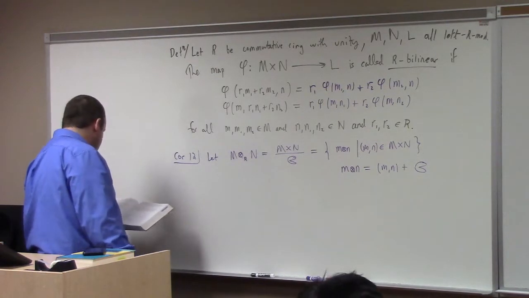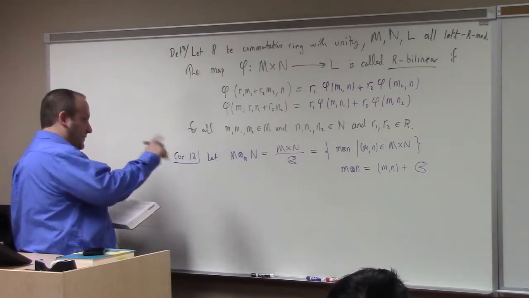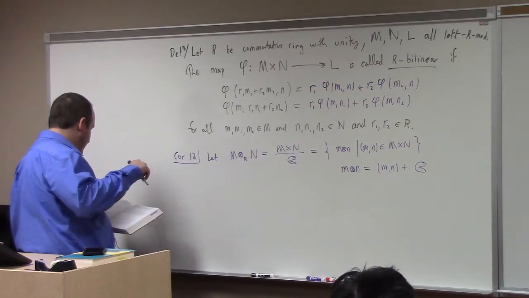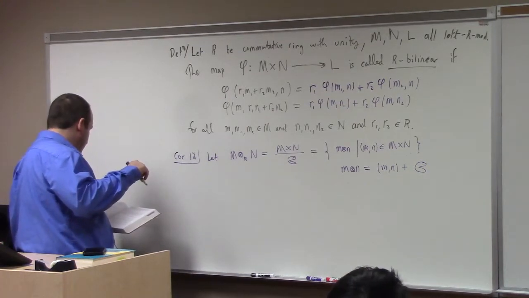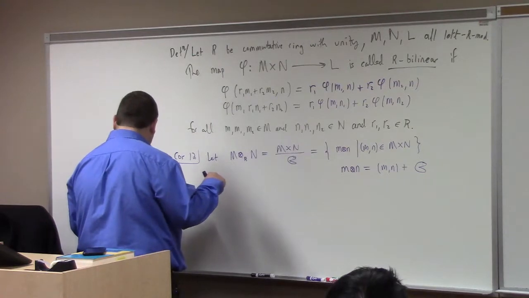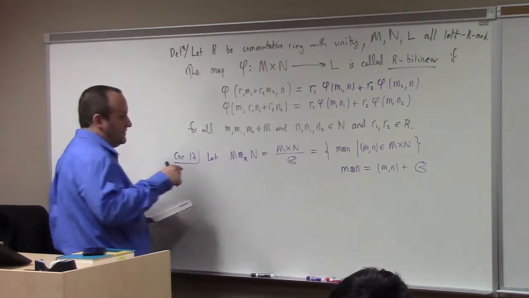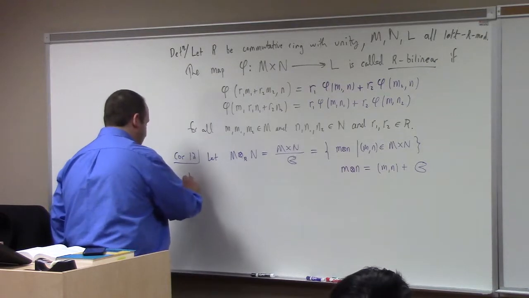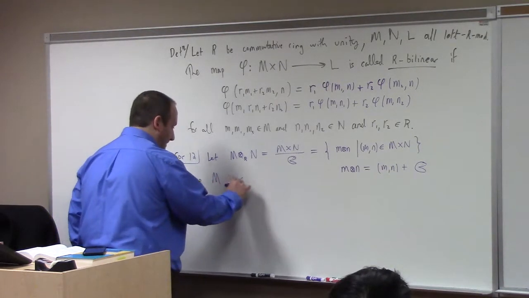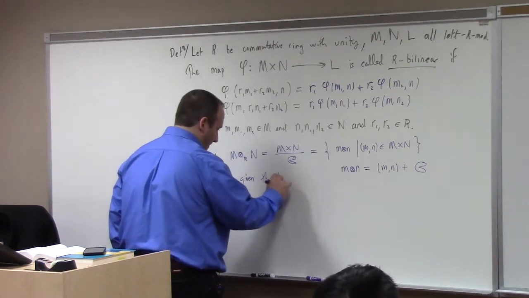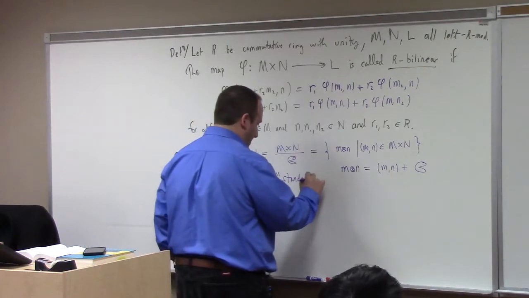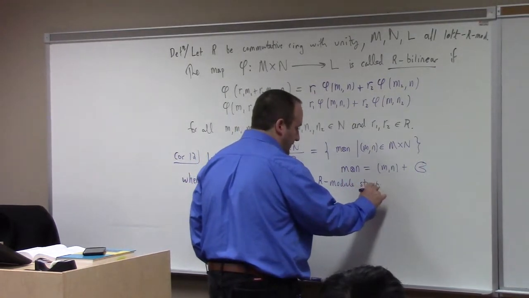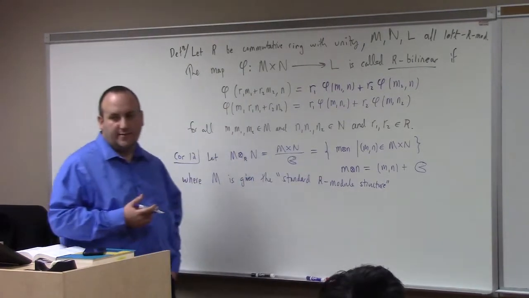But anyway, here's the corollary. So M tensor R, the tensor product of M and N, where M is given the standard R module structure. What does that mean? That's something I skipped over, but we can easily fill in. We're only given that M is a left R module, all right? So what's this mean? We defined, if you recall yesterday, I mean, Thursday doesn't count.